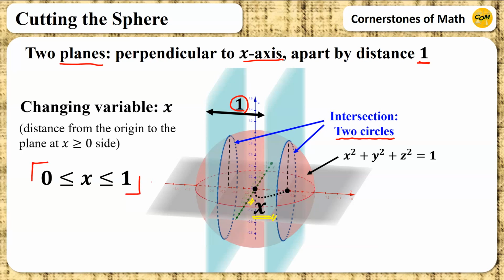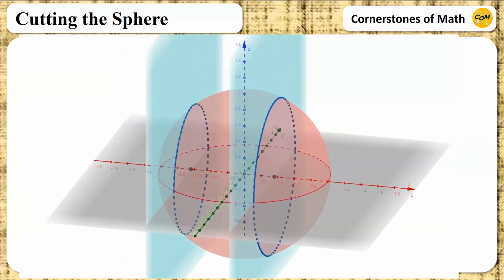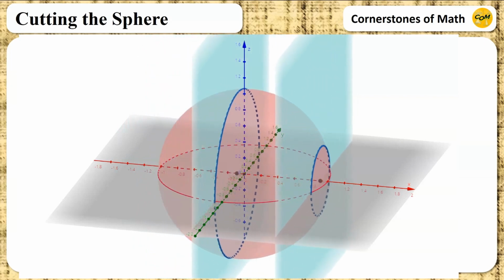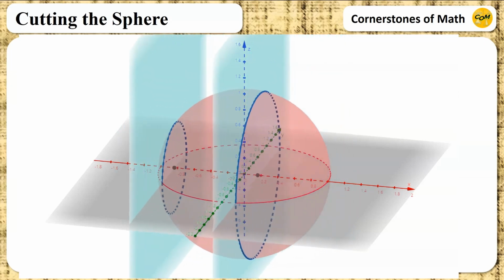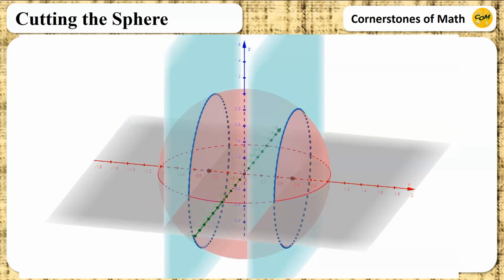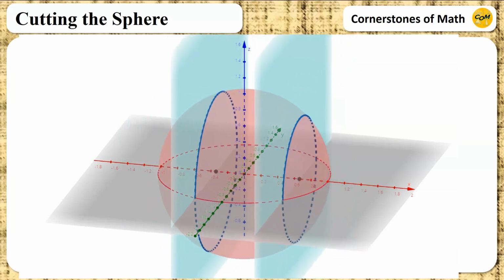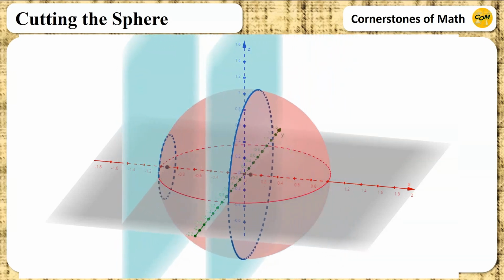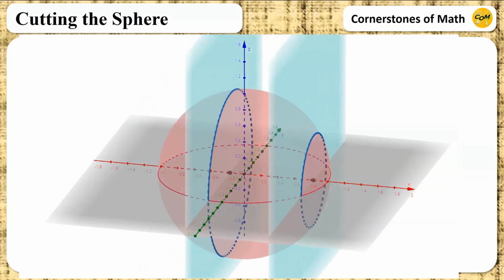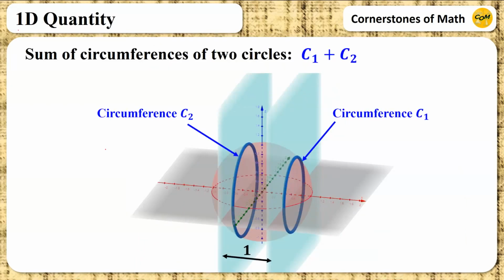If we change the value of x between 0 and 1 and indicate the two planes and intersecting circles accordingly, it will look like this. As you can see, moving planes, changing circles, changing sizes of the circles. But aside from just circles, we can think of many other changing things in this setting. And let's actually start from one-dimensional quantity and move on to higher dimensions.